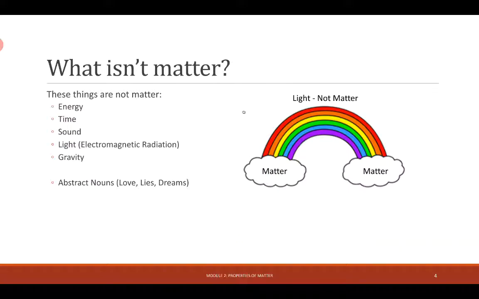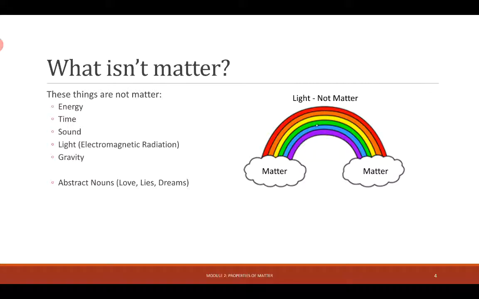But not everything is matter. Let's contrast with things that are not matter. Energy is not matter. Time, sound, light, gravity are not matter. We cannot feel those things. We cannot pick them up. They do not have mass. They do not have volume. Also, abstract nouns such as love, lies, dreams, those are not physical objects, and therefore they are not matter.